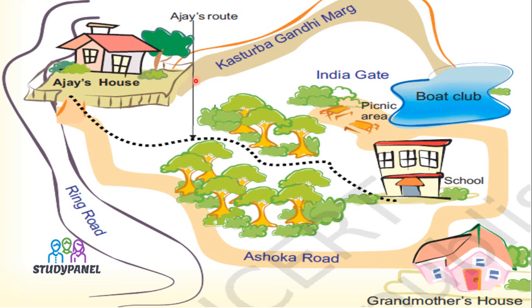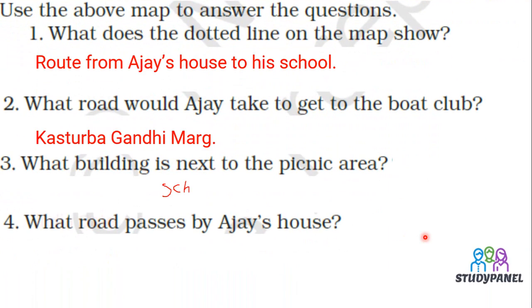Now here also we can take, if Ajay takes this Kasturba Gandhi Marg, but there is no road in this area, so Ajay will not take this one. If he uses a boat and crosses this lake, then he can reach his grandmother's house. But this is not feasible, so we'll write this one only. Ajay's school route will be most applicable to reach his grandmother's house.